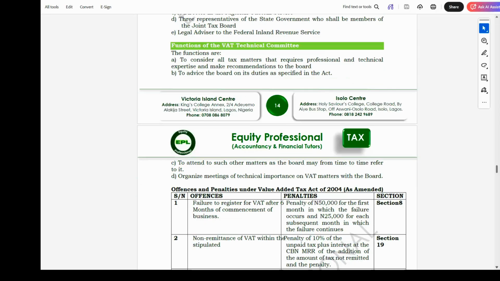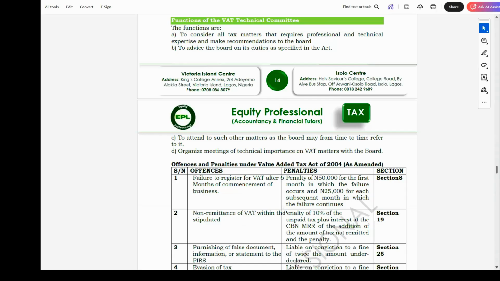We also have offenses and penalties when you contravene any rule relating to the VAT Act. Some of the offenses: failure to register for VAT is an offense, after six months of commencement of business. The penalties are 50,000 naira for the first month in which the failure occurs, and 25,000 naira for each subsequent month in which the failure continues. After six months, you are liable to 50,000 in the first month, then 25,000 for each subsequent month in which the failure continues.